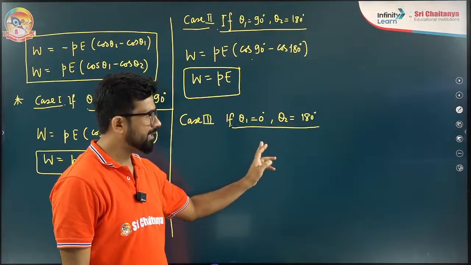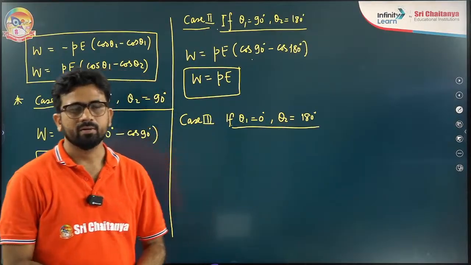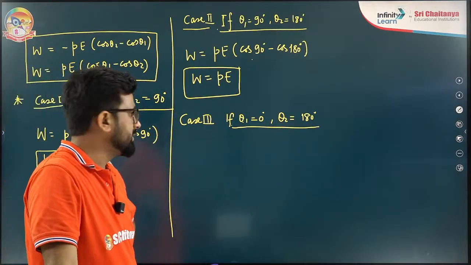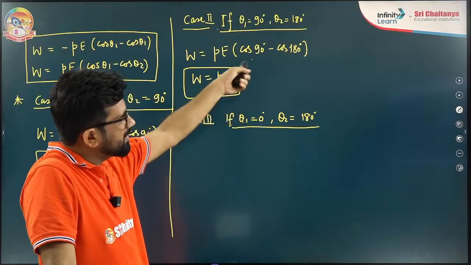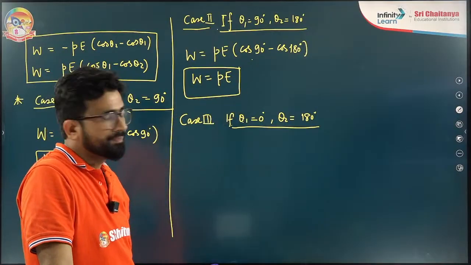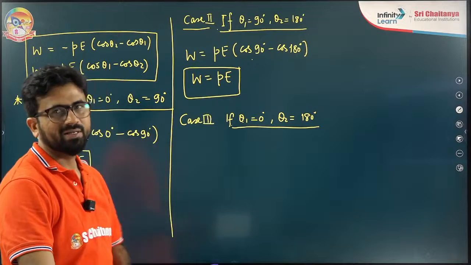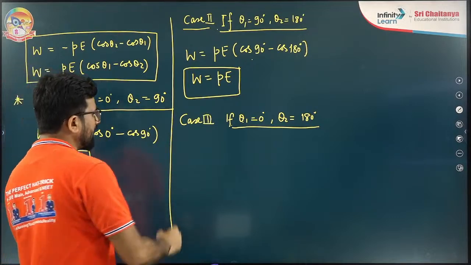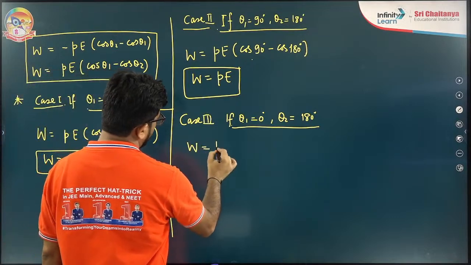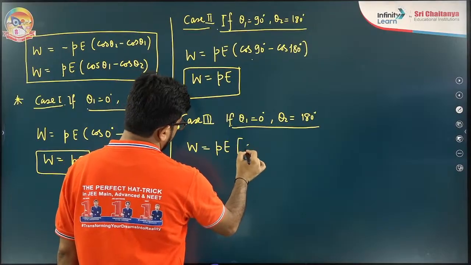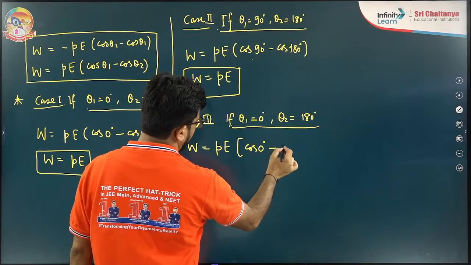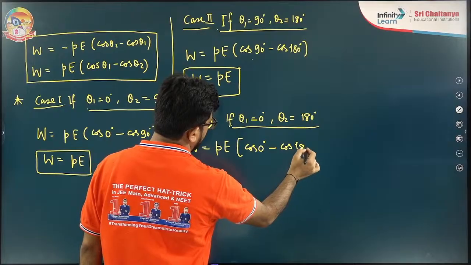Theta 0 is stable equilibrium, theta 180 is what we call unstable equilibrium. That means you are going from stable equilibrium to unstable equilibrium. So what is the total work done that we want to calculate? How to calculate? Again you will say work done is equal to PE bracket cos 0 minus cos 180 degree.